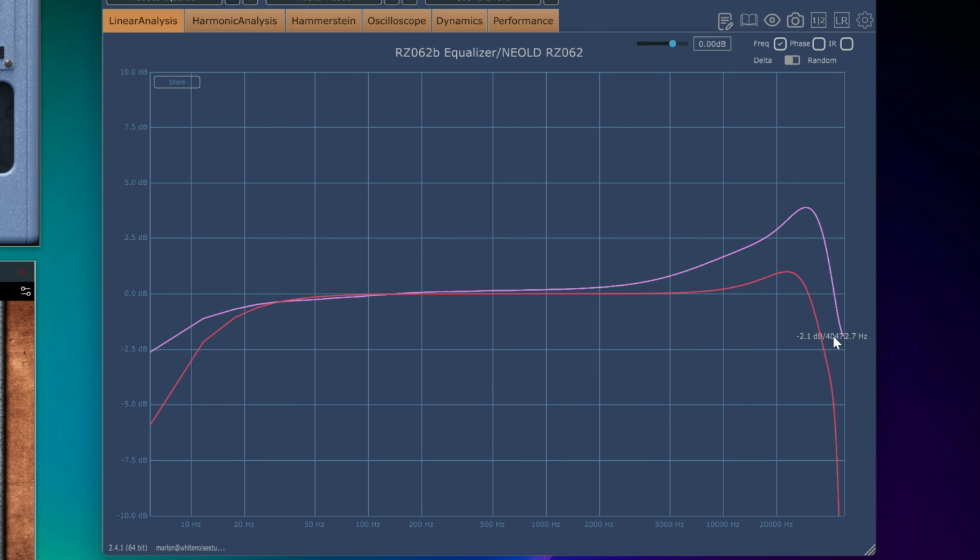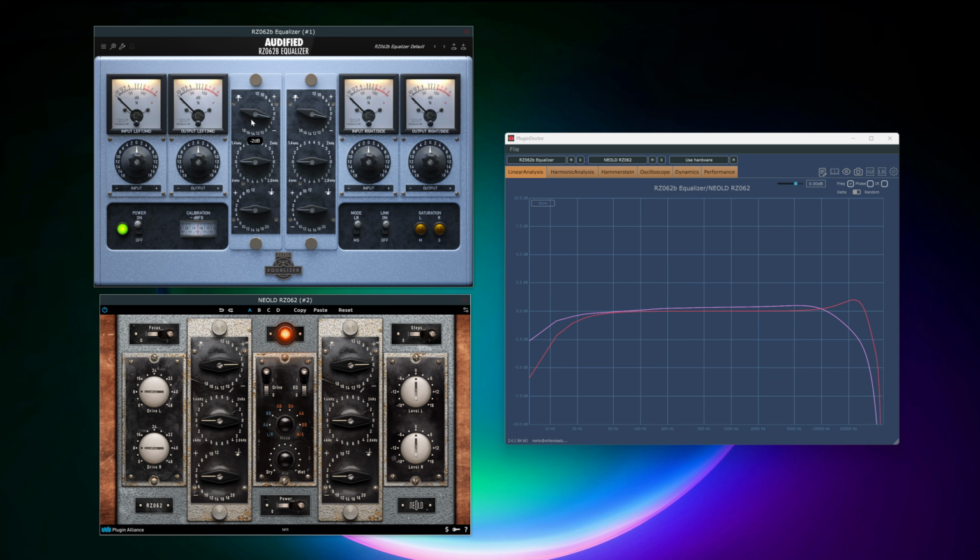What is more striking to me is that the AUDIFIED plugin has a way more pronounced high frequency lift when you don't boost the high frequencies. That means that the AUDIFIED can sound brighter and more lively when you load it in. It is flatter when you turn it a step down.